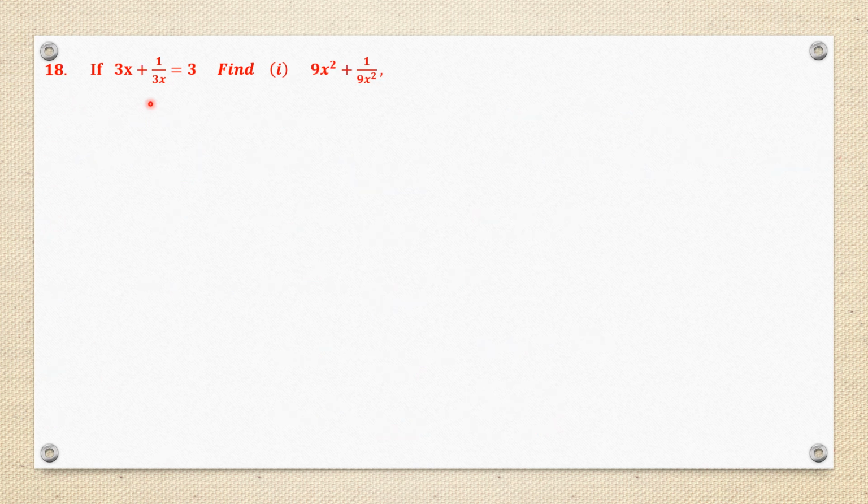Question 18. If 3x plus 1 by 3x is equal to 3, find 9x square plus 1 by 9x square. Since it is x square, we're going to use the formula, a plus b the whole square. In this case, a will be the first term 3x and b will be the second term 1 by 3x. So wherever you have a, put 3x. Wherever you have b, you write 1 by 3x.